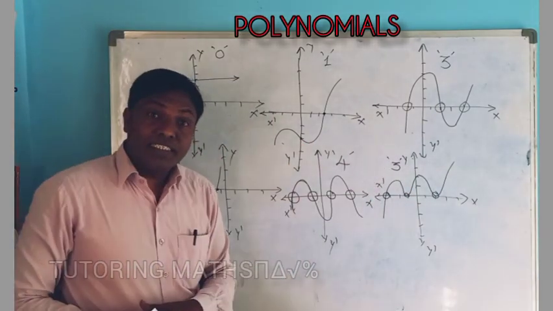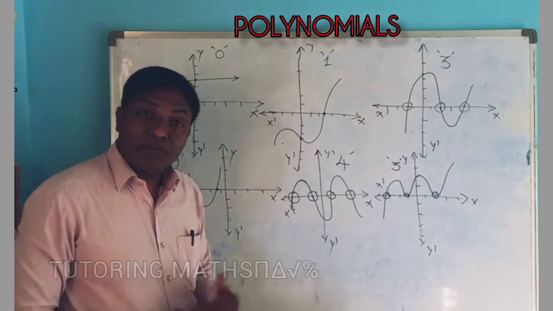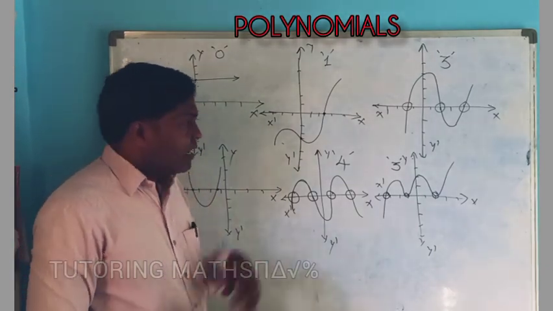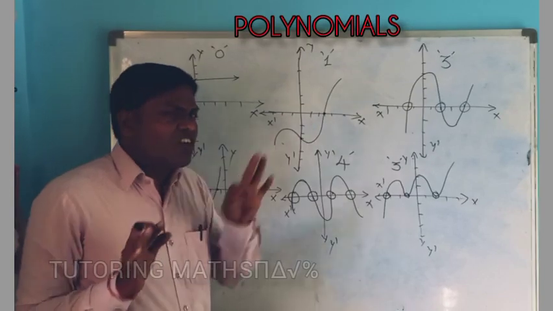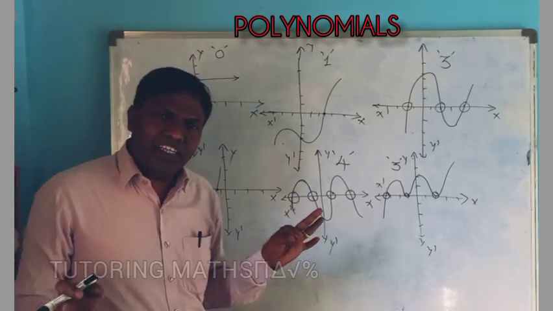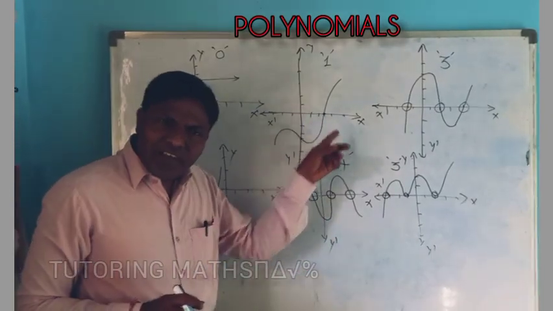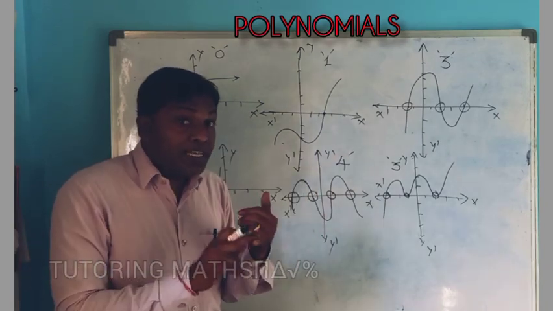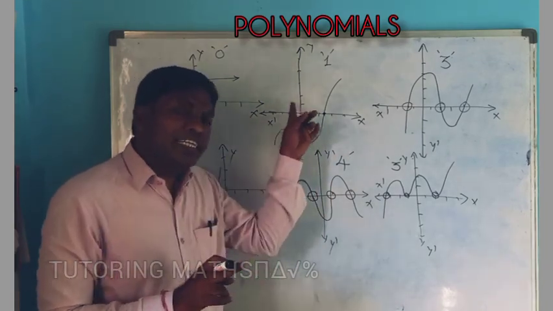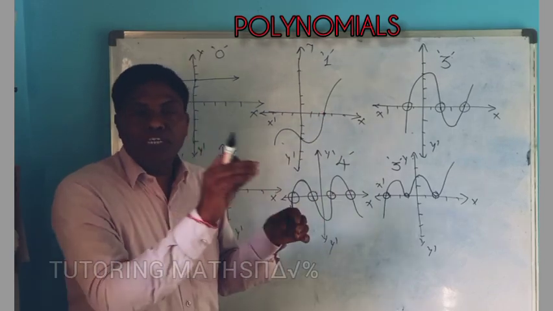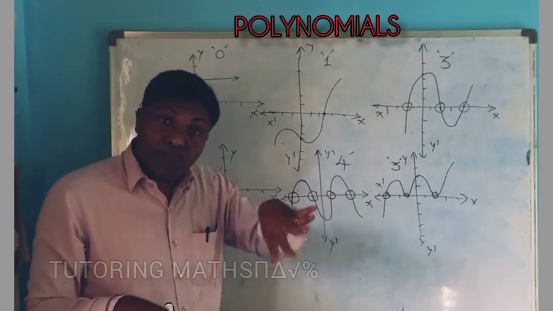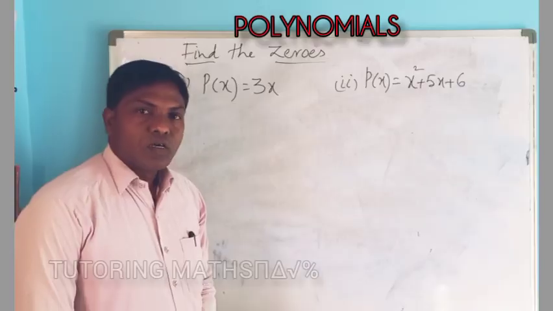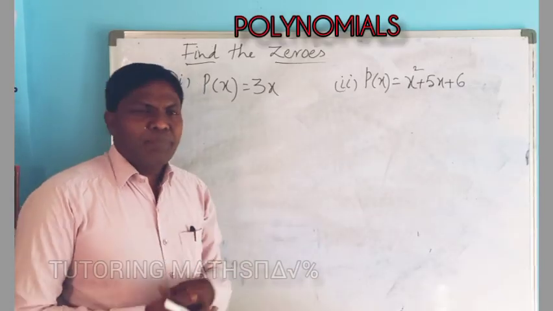So like this, you can practice more and more graph problems and check. Very simple. The concept is very easy. My dear students, just check the graph. If it is intersecting the x-axis, then find at how many places it is intersecting the x-axis. That many zeros that particular graph has. That's it. Okay, now let's see the second bit.